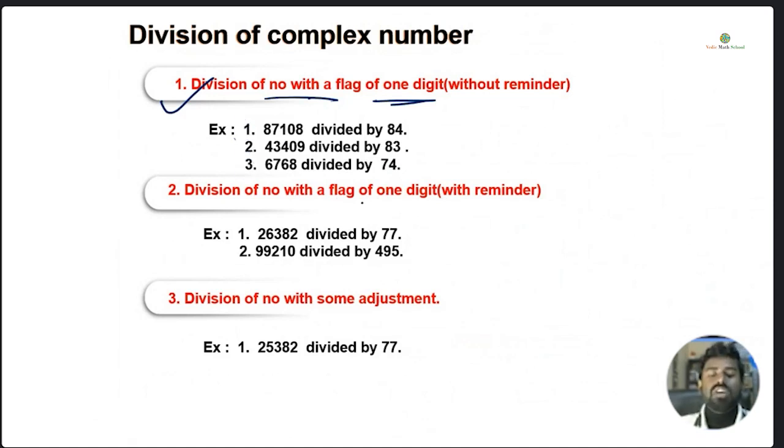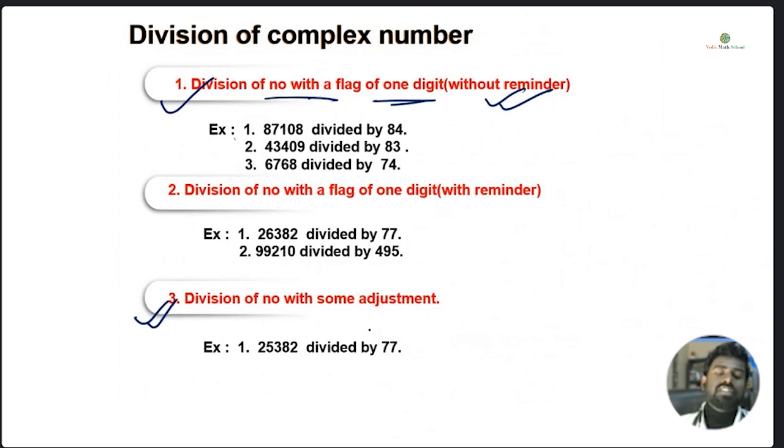Now the second type is what? Flag of 1 digit with remainder. It means here you will not get any remainder, you will get a 0 as a remainder, and here you will get some remainder. So the process is the same, nothing different. Now this is the third example where we have to do the adjustment.